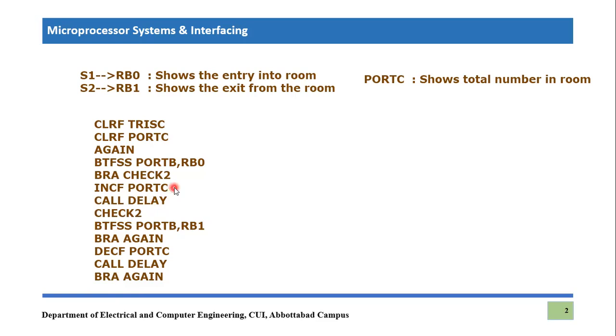Suppose there is only an entry. It will skip this check two instruction, and it will increment port C, and it will come up here, and there is no exit. So this condition will fail, and we will repeat the branch and go back to the start of the code, right? So in this way this code is running. I hope you have understood it. So let's write this code into the MPLAB environment.